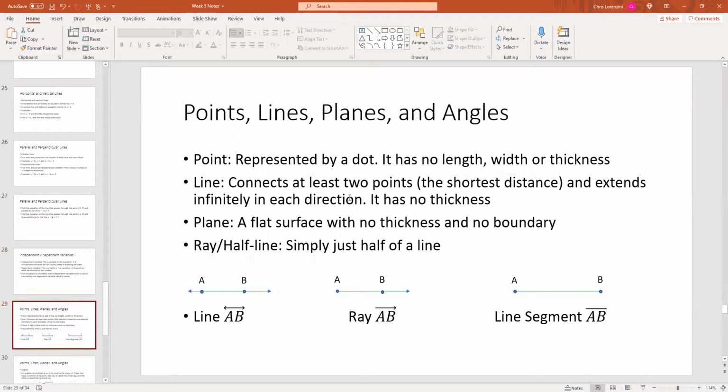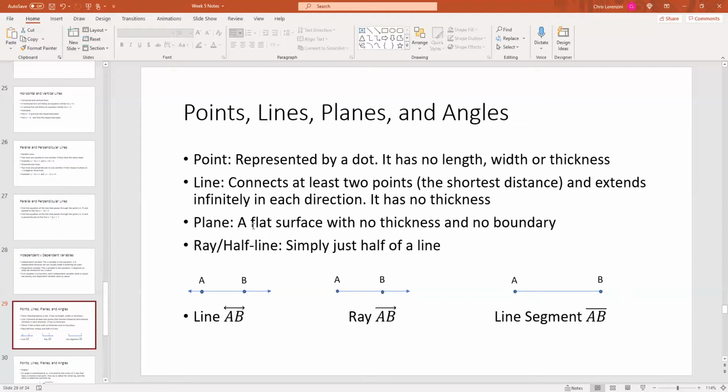We're going to talk a little bit about some points, lines, planes, angles, just so we're aware of what they are. So a point is just represented by a dot, no length, width, or thickness. When we plotted those ordered pairs, we were plotting a point. We represent it with a dot. A line connects at least 2 points, and it's the shortest distance between those 2 points. And the line extends infinitely in each direction. It has no thickness about it. So when we connected those points, we created a line. Those lines will extend infinitely in each direction.